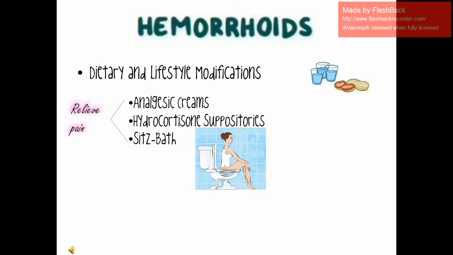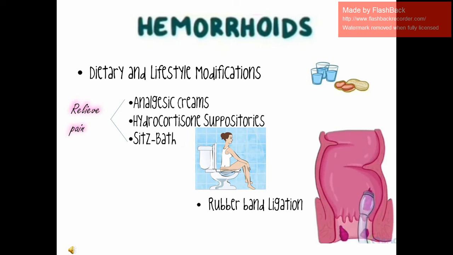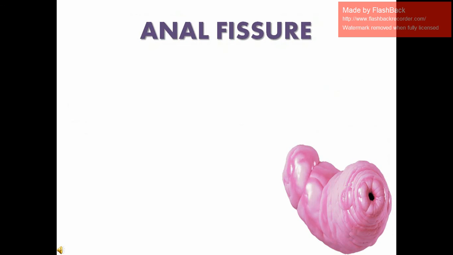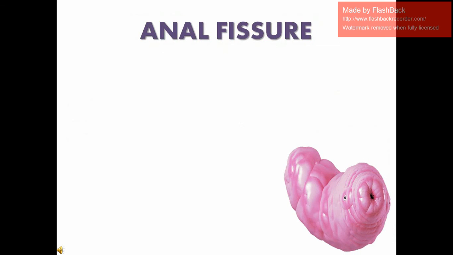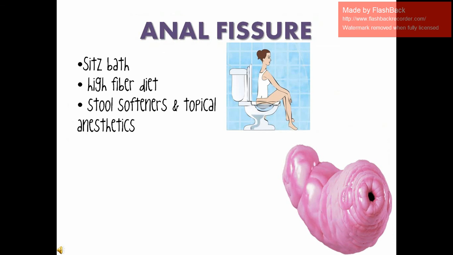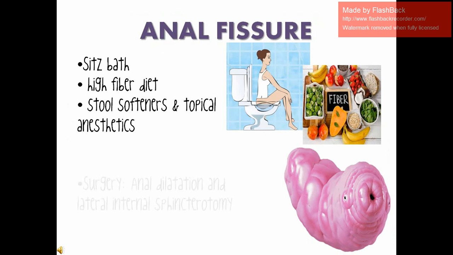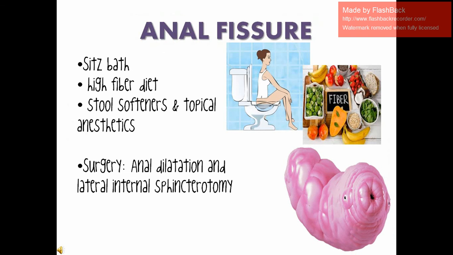With internal hemorrhoids that persistently bleed, rubber band ligation can be done using an anoscope to view the hemorrhoid and then tie it off at its base. For external hemorrhoids, a hemorrhoidectomy can be done, which is the surgical removal of hemorrhoids. Anal fissure can be relieved with sitz bath, high-fiber diet, stool softeners, and topical anesthetics. Surgical procedures such as anal dilatation and lateral internal sphincterotomy can be done.